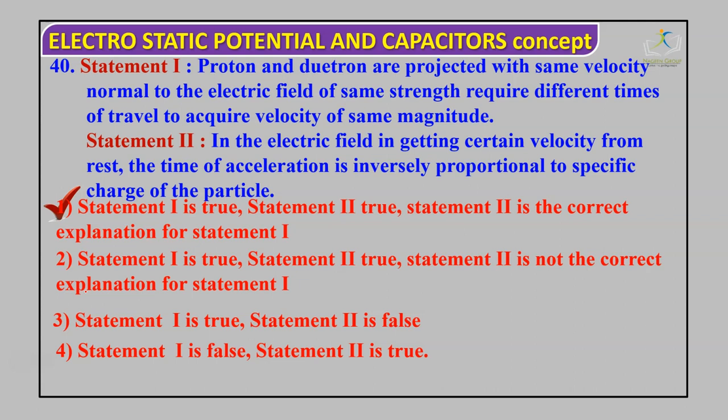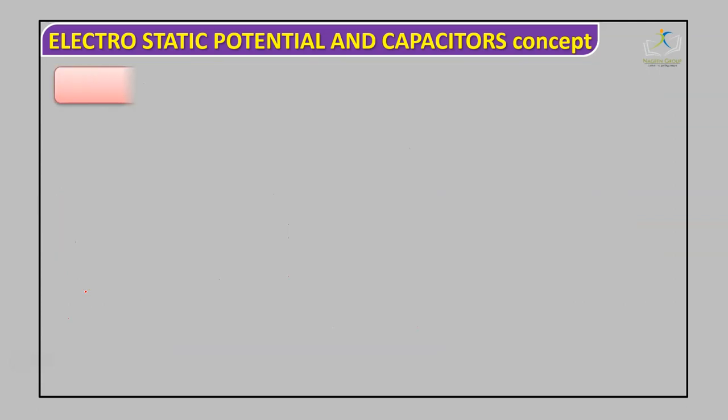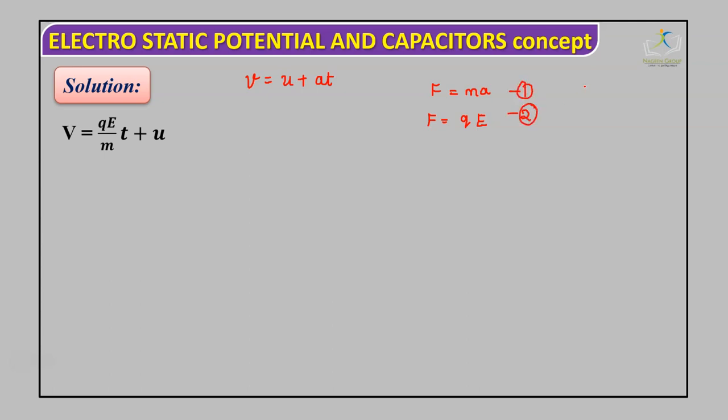Let us see how the first option will be correct. So we have V is equal to QEt by m plus u. We know that V is equal to u plus at, and F is equal to ma. If the charge is moving in the electrostatic field, then the force will be QE. From these first and second equations, we can say that ma is equal to QE. From here, we can calculate the value of a, which is QE by m. This acceleration value, I'll just put here and get this result.